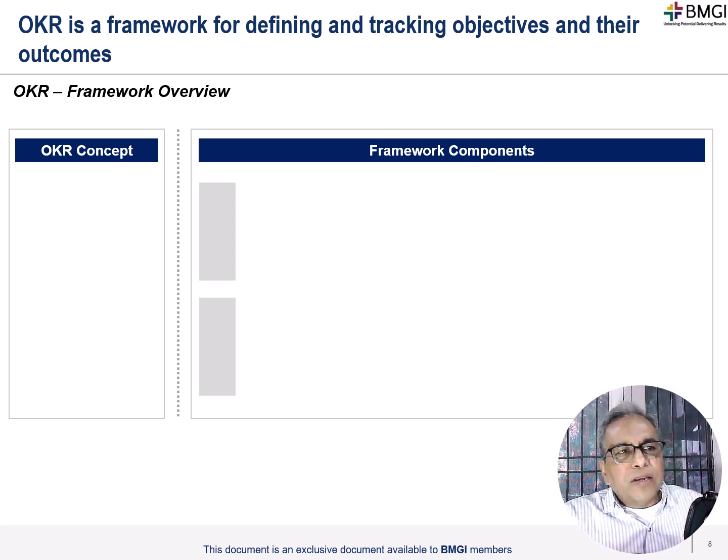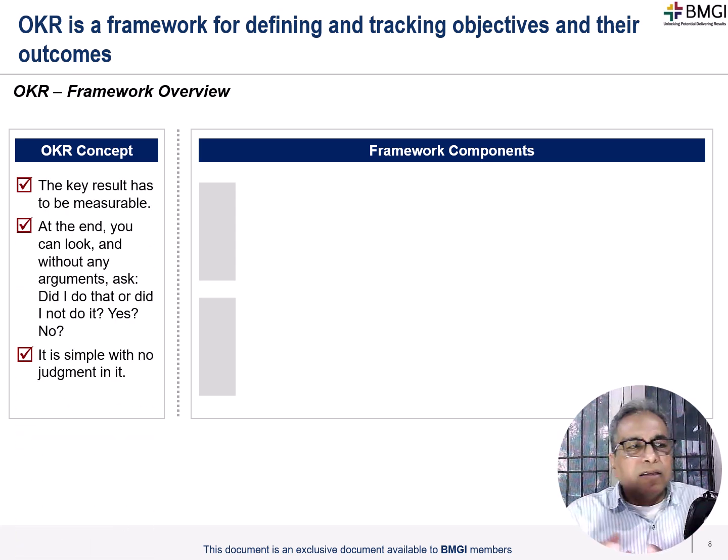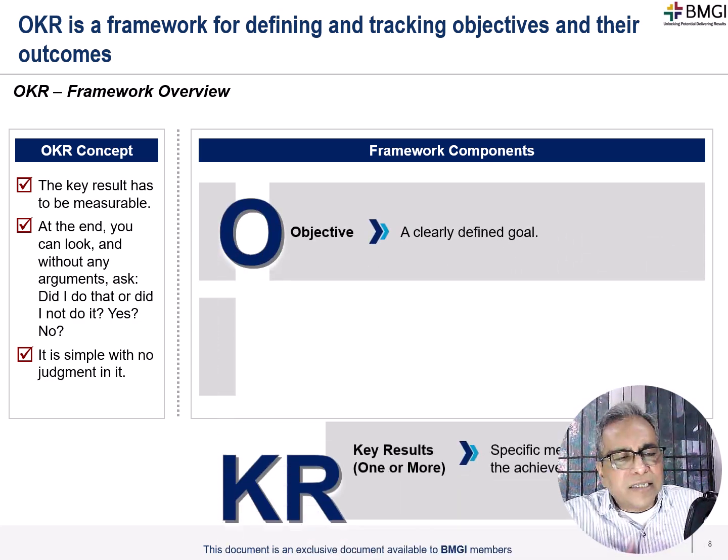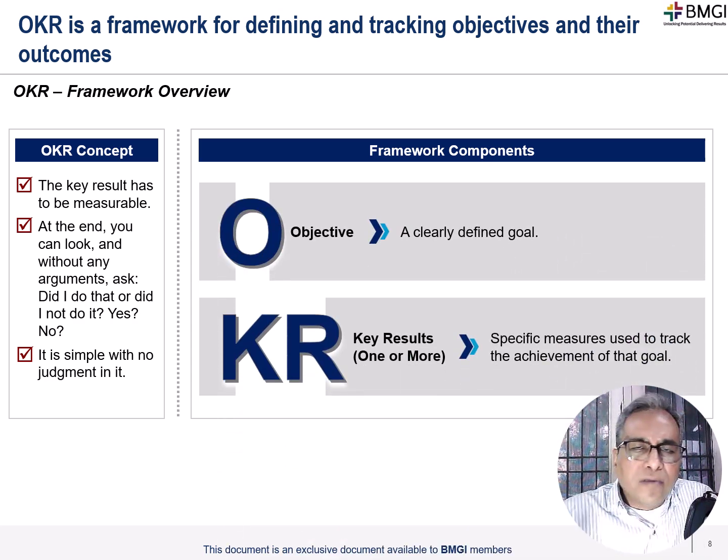Now, coming to the concept, as I said, the result has to be measurable. So it's one which is quantified, because when you have a result, you could look at it and say whether we have done anything good, bad, or are we on track, are we behind, and it takes away the judgment, right? Either it's a zero or a one. Either you have achieved it or you have not achieved it. That's the concept.